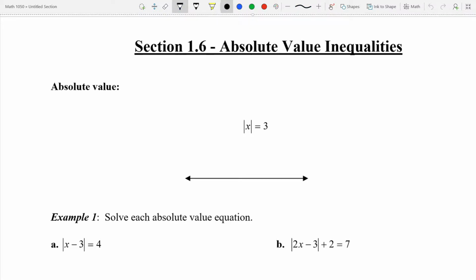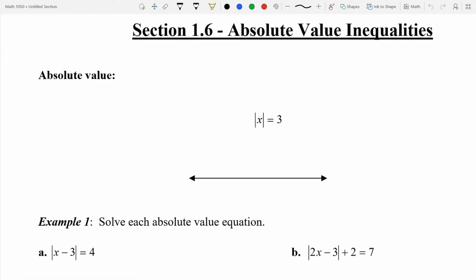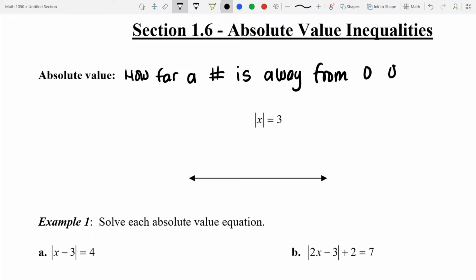So, the definition of absolute value is, sorry, I'm still trying to get the hang of this. The definition of absolute value is how far a number is away from 0 on the number line.